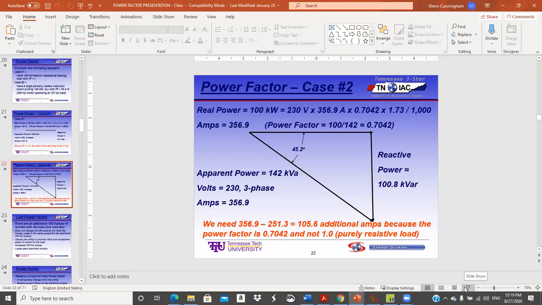The cosine of this angle is what? 100 divided by 142. And then you go in your calculator and you give me the angle whose cosine is that, and it tells you 45.2. Okay? That's just good old trigonometry.